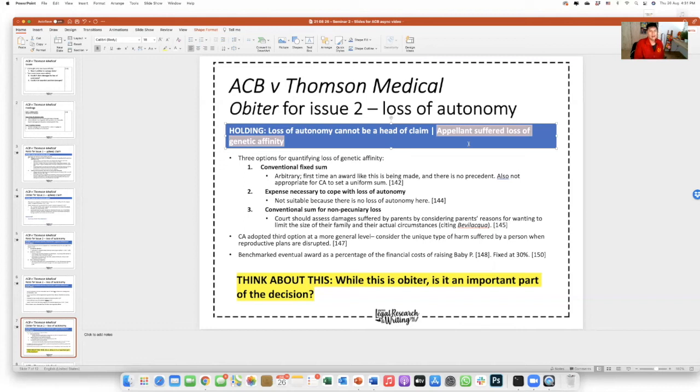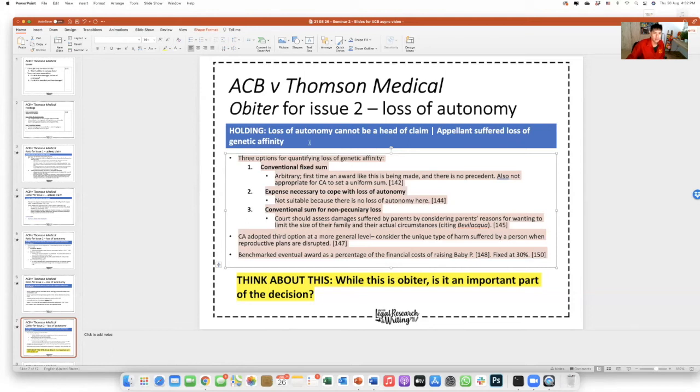Okay? And if we had framed the issue differently, rather if we had framed that issue as such, how much compensation should the appellant receive for loss of genetic affinity, right? The holding would then be the appellant should receive 30% of the financial costs of raising baby P. Then I would say, okay, this part here would amount to ratio because it directly answers the question, i.e. the issue of how much must be compensated, right?